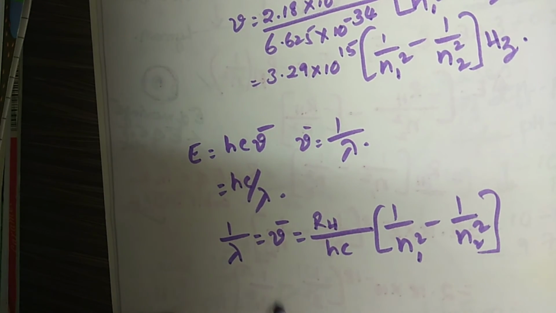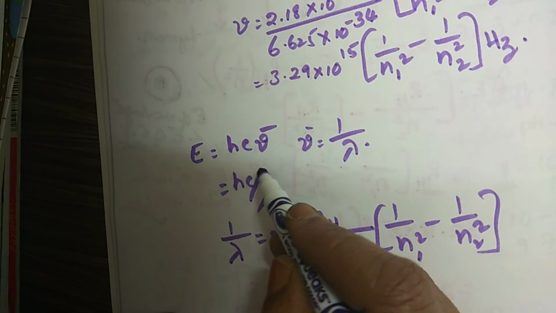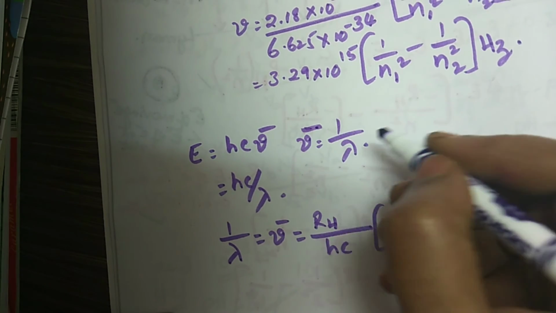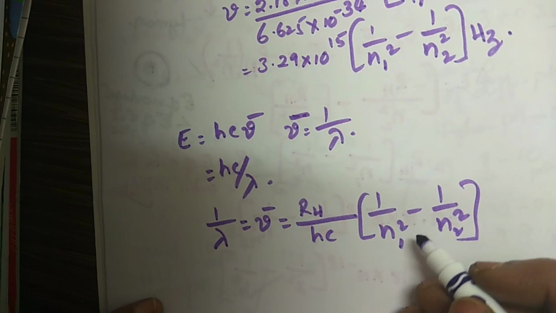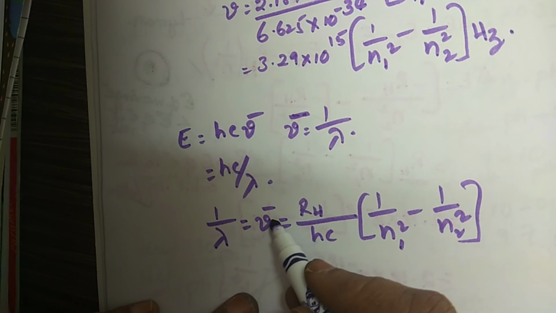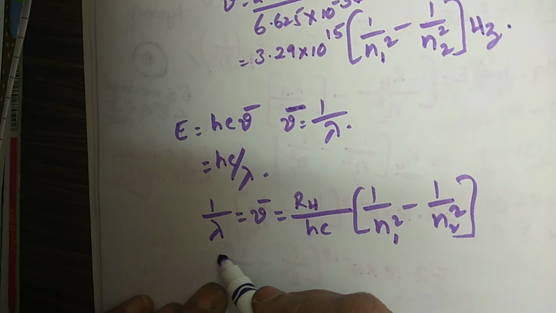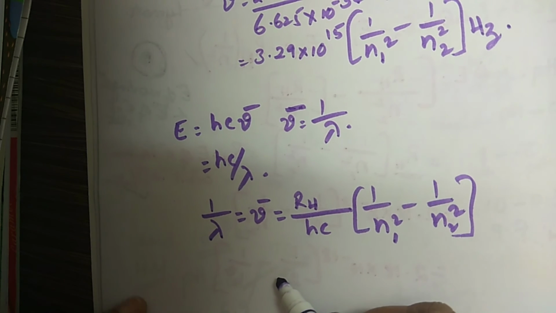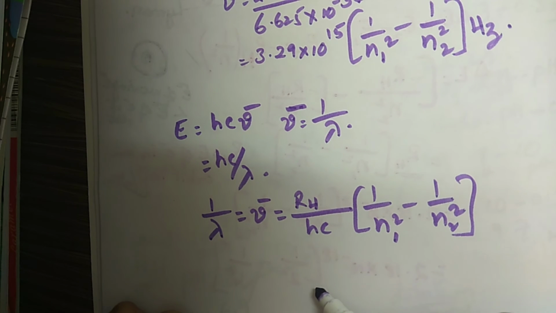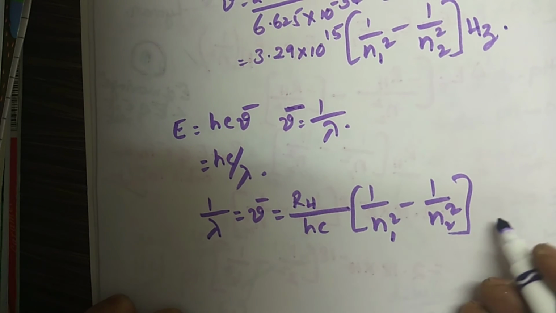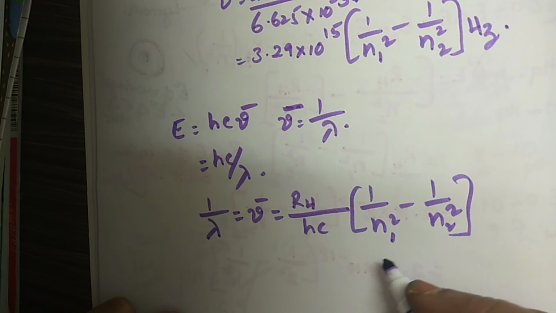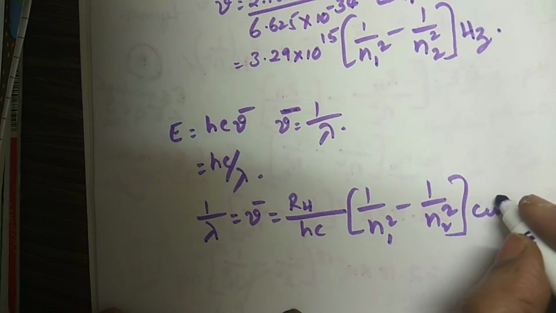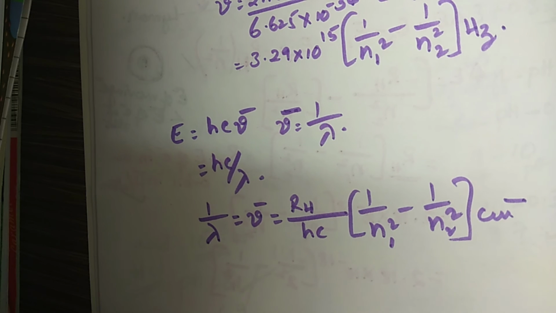Right, students? So this is a simple relation. We know that E is equal to hc by lambda, or hc nu bar, and nu bar is the wave number, is equal to 1 by lambda. So by using this equation, we can get either the wave number or the wavelength of the emitted photon during the de-excitation, that is, when the electron comes back to the lower energy level from the higher energy level. The wave number is in centimeter inverse and wavelength is in centimeters.